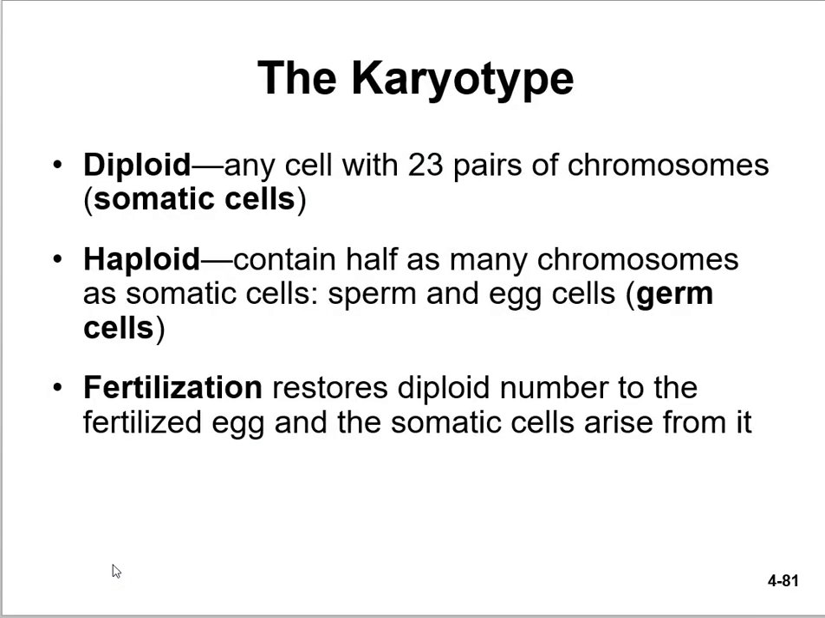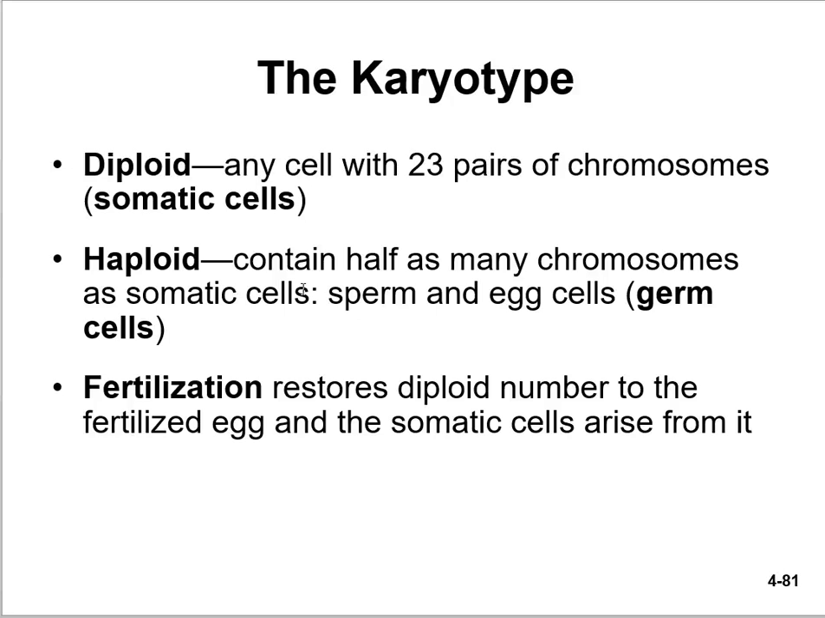A human karyotype is said to be diploid, that we have 2 copies of each chromosome in all of our what are called somatic cells. Somatic cells are regular body cells that have 46 chromosomes or 23 pairs. A haploid cell, though, that's our sperm and our egg. Haploid cells are also called germ cells or gametes. They have only half the chromosomes.